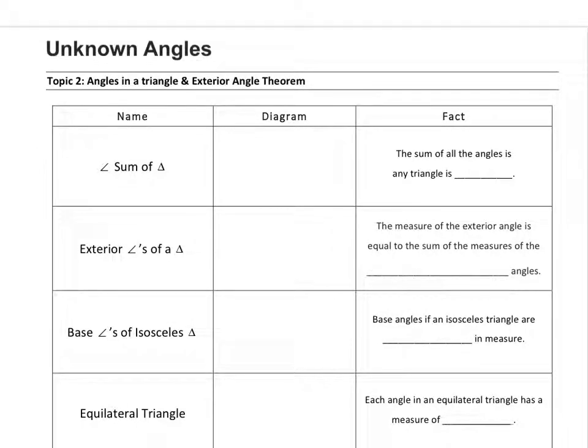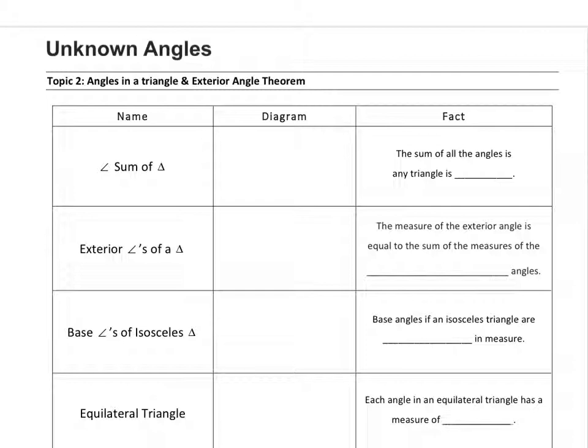In this video, we will be talking about unknown angles topic 2, angles in a triangle and the exterior angle theorem. So here we have several different angles to talk about and theorems to talk about. We'll draw a picture and then we'll talk about the fact or the theorem that goes along with the picture. So here in this first box we see angle sum of a triangle.